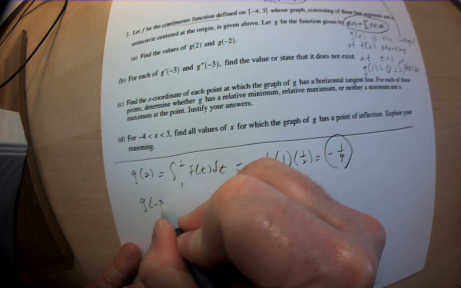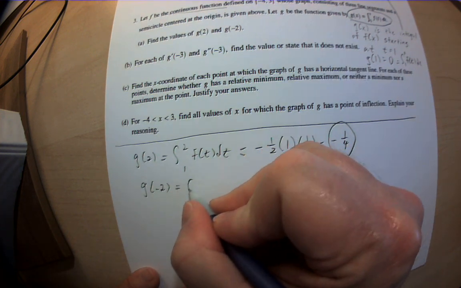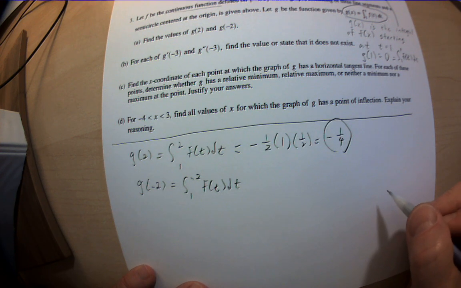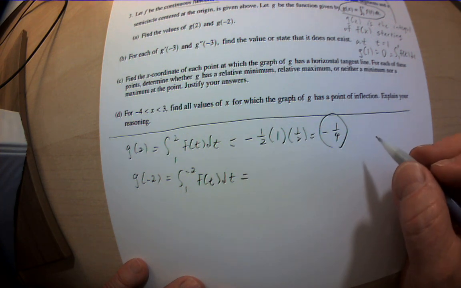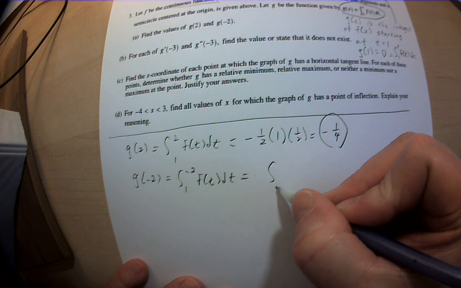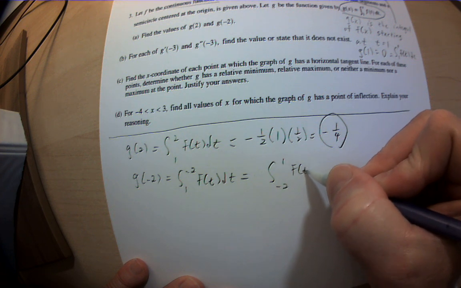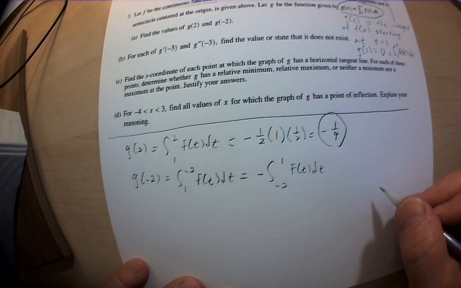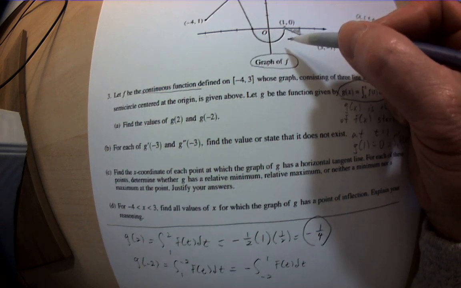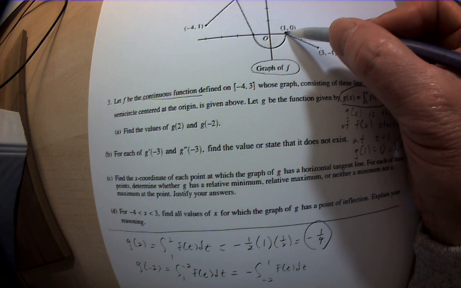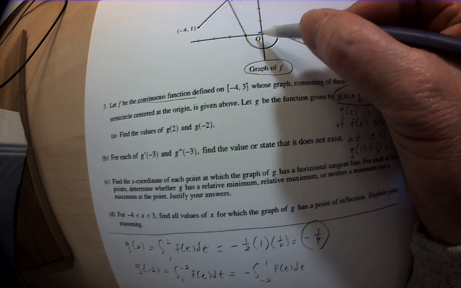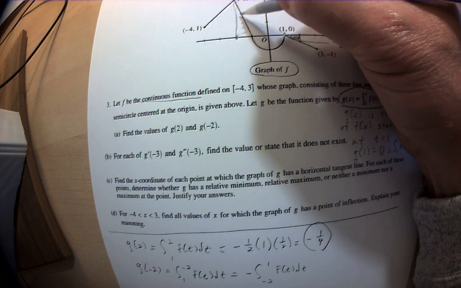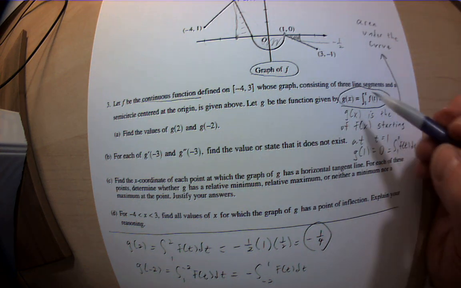Okay, g of -2 is the integral from 1 to -2 of f of t dt. I'm going to flip it around. I'm going to make it the integral from -2 to 1 of f of t dt. If I flip the limits, I have to put a minus sign there. So guys, this is the integral from here all the way back to here. So I've got this triangle and I've got this semicircle. Okay, I'm going backwards.